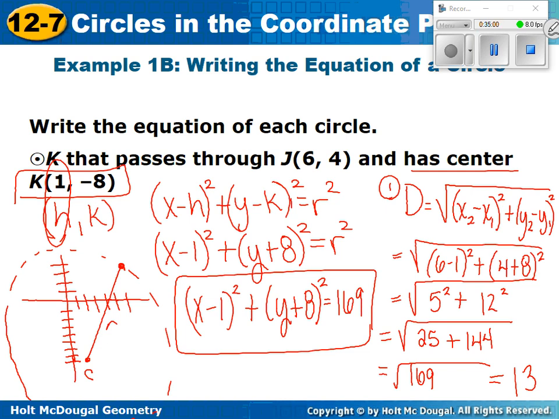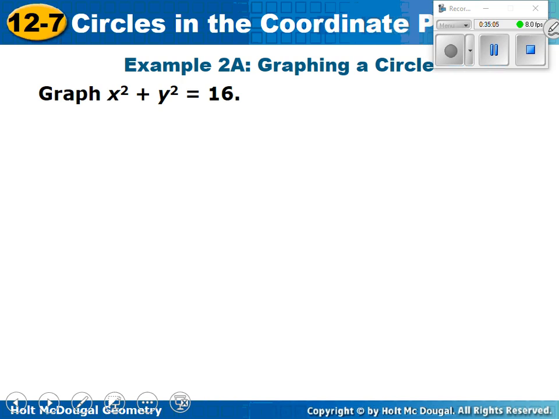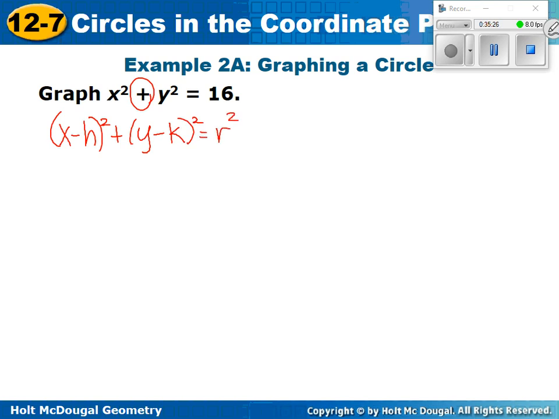All right, let's look at graphing these circles. So here is our first example. They want us to graph x squared plus y squared equals 16. When you see an x squared and a y squared, you're going to think circle when it's separated by a plus sign. That's the graph of a circle. Remember, your formula is (x minus h) squared plus (y minus k) squared equals r squared. So for you to graph the circle, you're going to have to find the center and the radius.